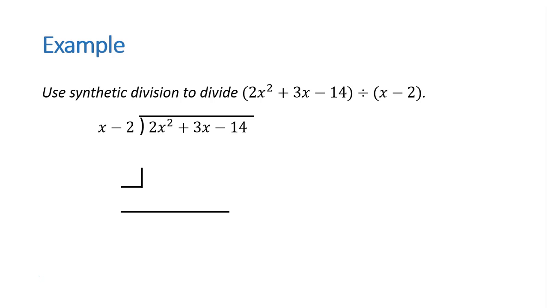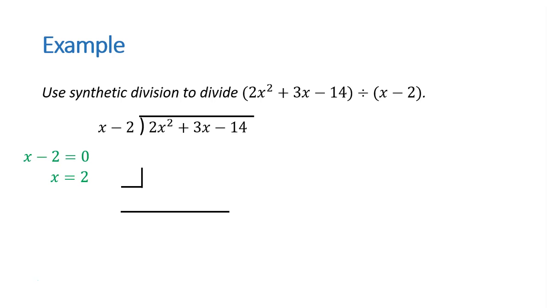So first thing we need to determine is what's going to go in the box. There's always going to be a number in the box. That's where our divisor goes. So what we're going to do is we're going to take our divisor and we're going to set it equal to 0 and solve for x. In this case, we find x equals 2.